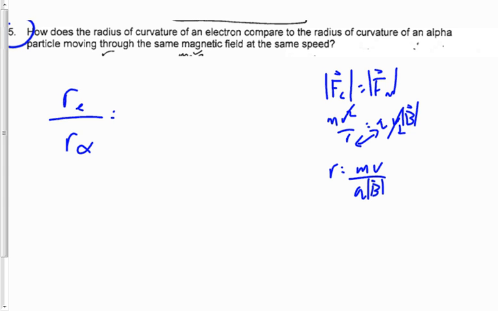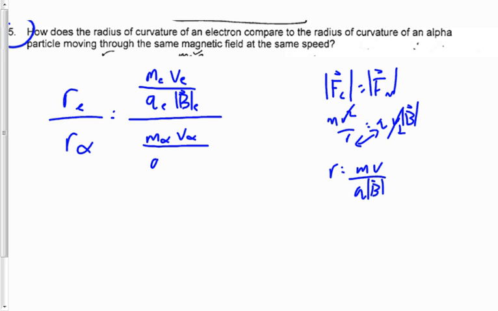All right, the radius of the electron's path would be m electron, speed electron, over the charge of the electron, divided by the magnetic field experienced by the electron. The radius of the alpha particle's path would be the mass of the alpha particle times the speed of the alpha particle over the charge of the alpha particle, divided by the magnetic field experienced by the alpha particle.